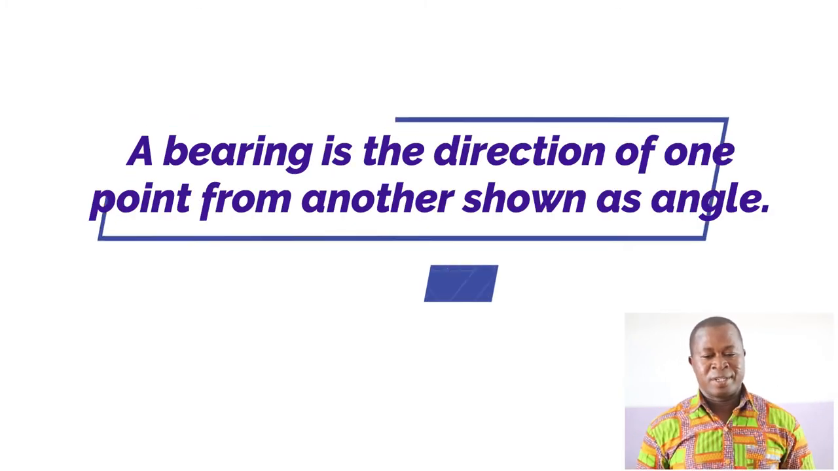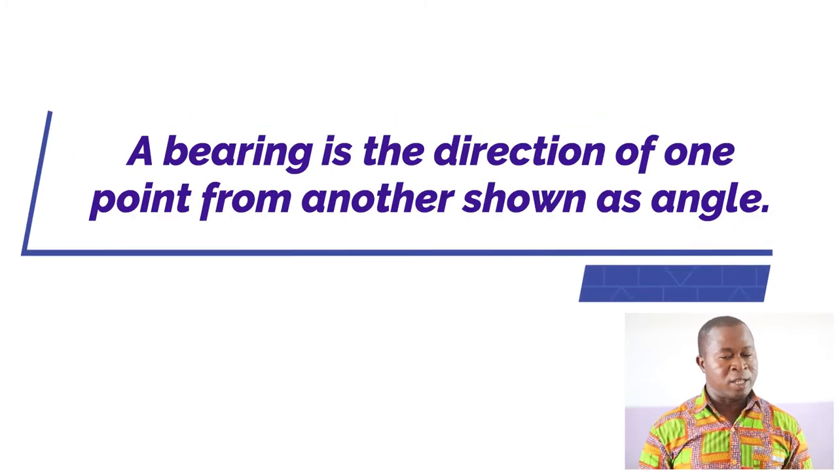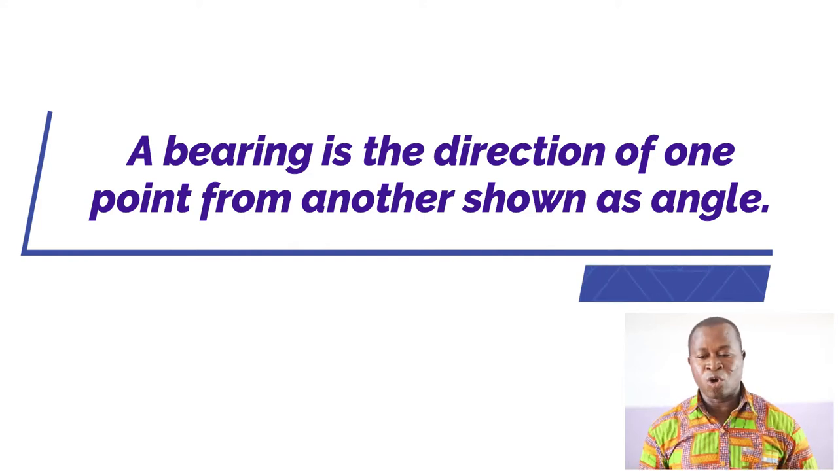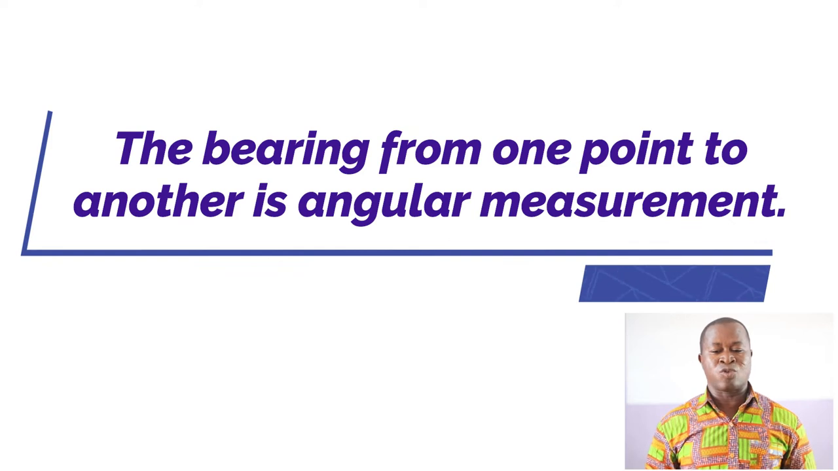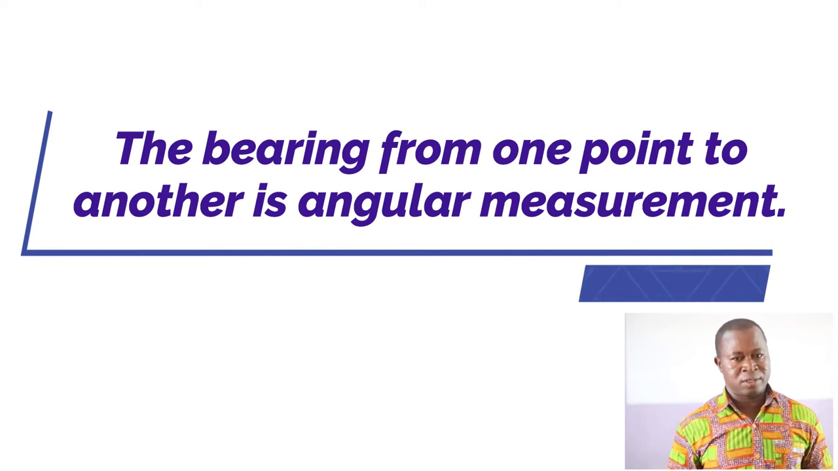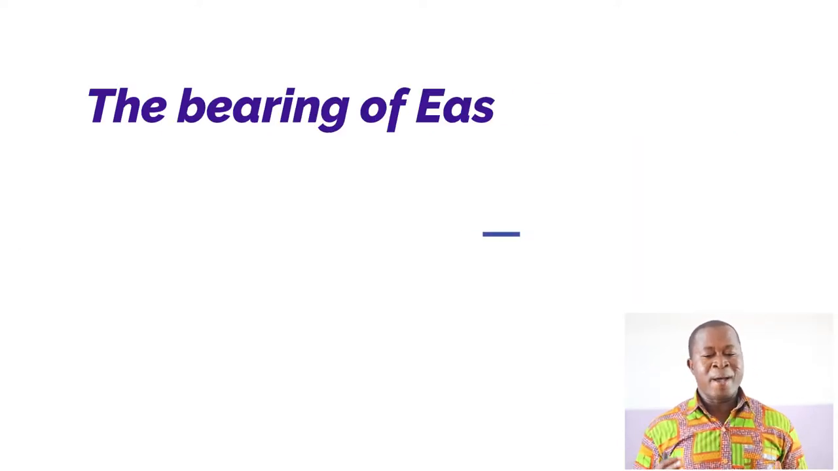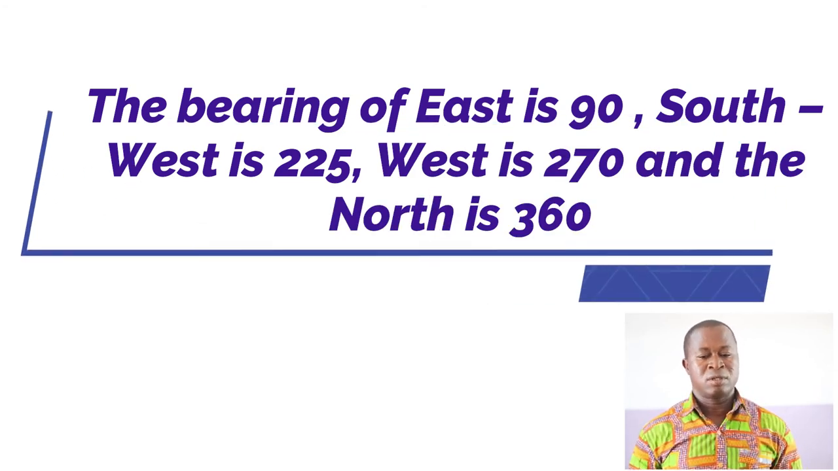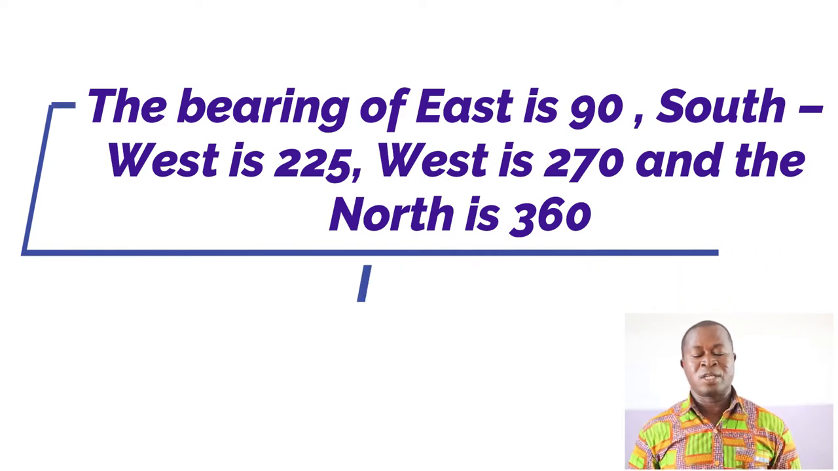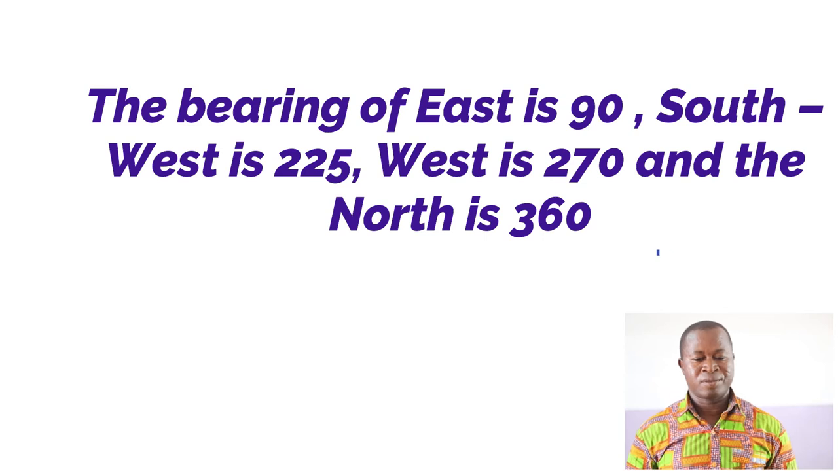A bearing is the direction of one point from another shown as an angle. The bearing from one point to another is angular measurement. The bearing of east is 90 degrees. South west is 225 degrees. West is 270 degrees. Then north is 360 degrees.